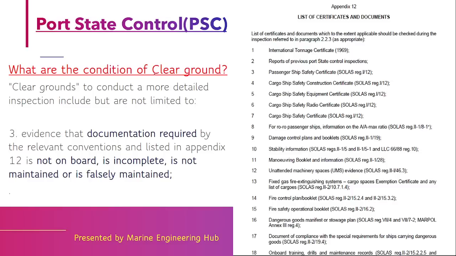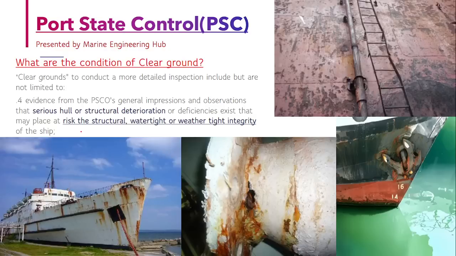The third is that suppose any document which is required on board is missing, or has been falsified, or has not been properly maintained, such as tonnage certificate, safety certificate, cargo ship safety construction certificate, maneuvering booklet, stability information, and many more. It means the critical documents need to be maintained as per the international regulation, and if a document is missing, not present on board, or falsely maintained, in that case you may be subjected to a more detailed inspection.